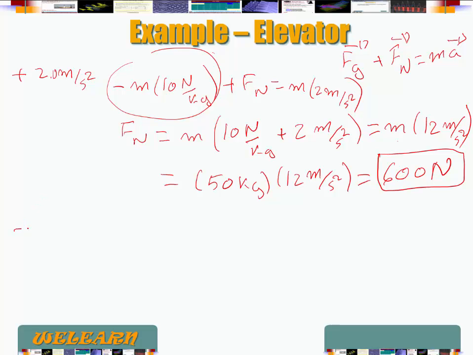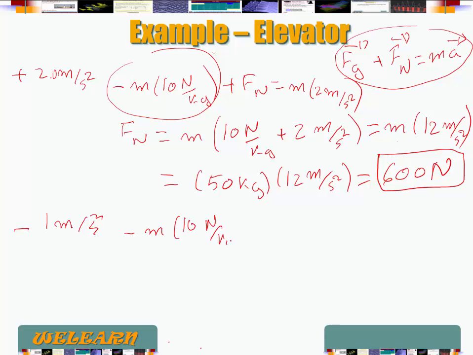Now, in the case when we have a downward acceleration of 1 meter per second squared, the direction of the acceleration is negative in this case. Looking back at this equation, we still have minus m times 10 newtons per kilogram. Fg is still pointing down, Fn is still pointing up, so that's positive. That's equal to m times minus 1 meter per second squared. That's the difference. The minus, remember, is because the acceleration is pointing down.